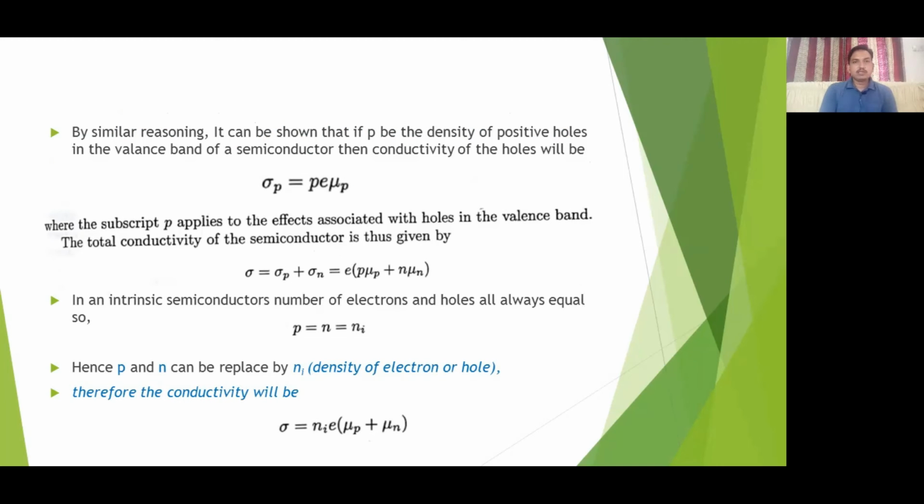By similar reason, it can be shown that if P is the density of the positive holes existing in the valence band, then the conductivity of the holes can also be found using the same formula. That will be sigma P is equal to P e mu P, where P is the number of holes, e is the charge of the hole, and mu P is the mobility of the holes. So this is the definition that subscript P applies to the effect associated with the holes in the valence band.